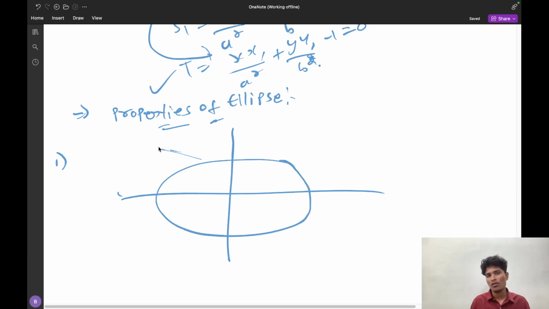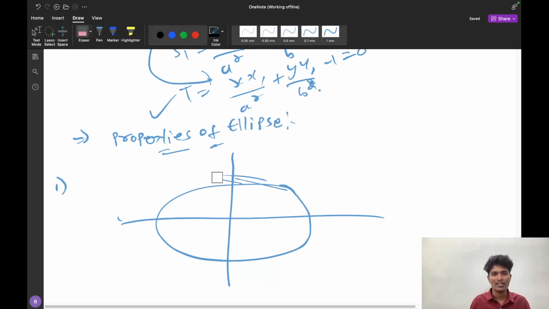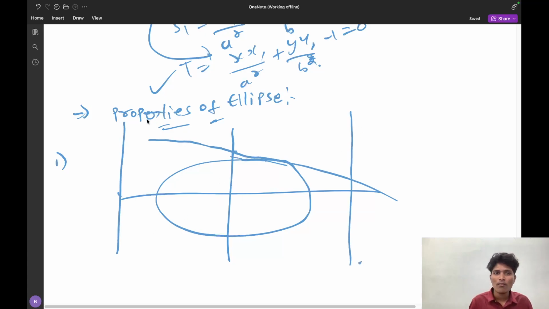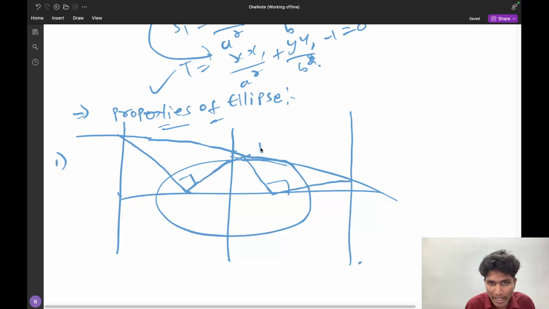Suppose if I draw, one second, it is not coming as I expected. This is a line. What they are saying, this is a directrix. The portion will subtend a right angle at the focus. This is a right angle. This is a right angle. They are saying they will subtend the right angle at the focus, that is S1 and S2.